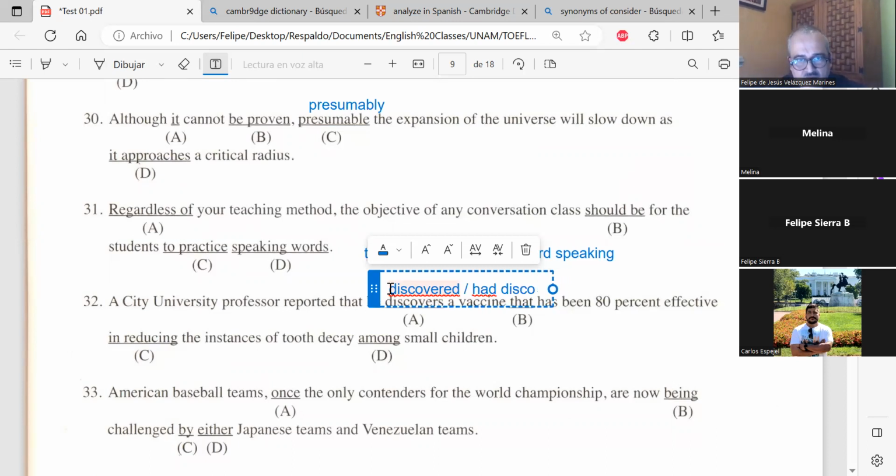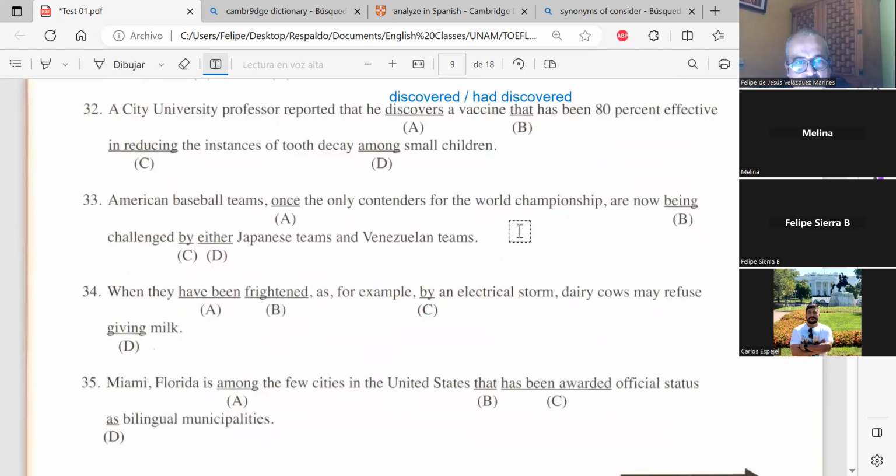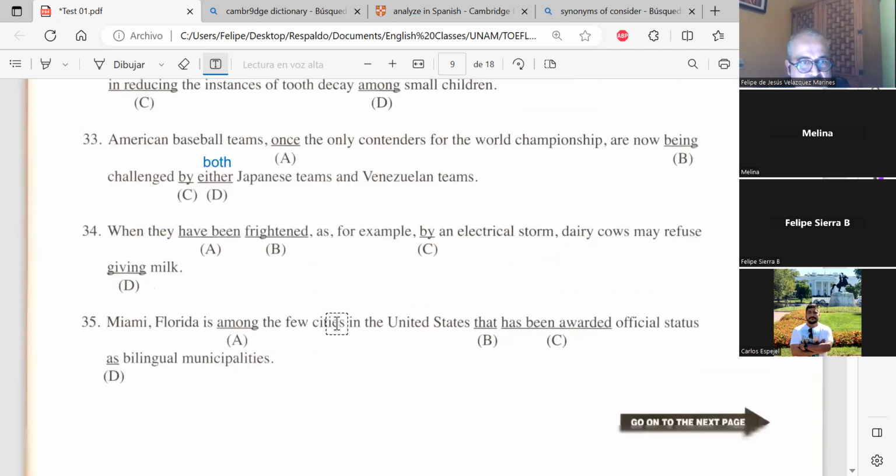So this is reported: that he discovered in that moment, or that he had discovered before that moment. Discovered. Yes, okay. So, American baseball, okay. If I say Mickey, you say mouse, no? Okay, so if I say "either", you say "or". But we have "and", then the two cannot go together. So we have "both Japanese teams and Venezuelan teams".